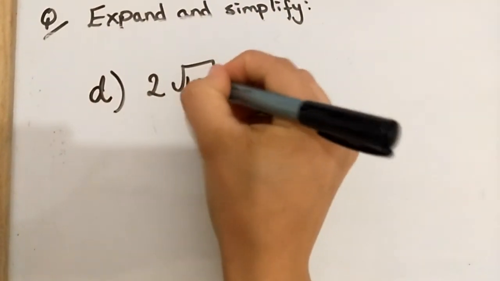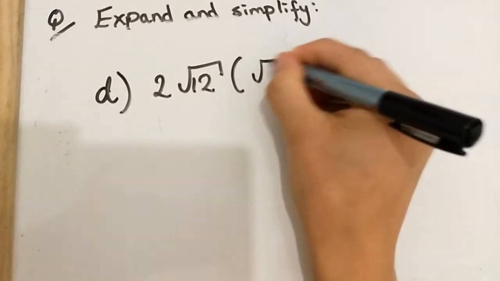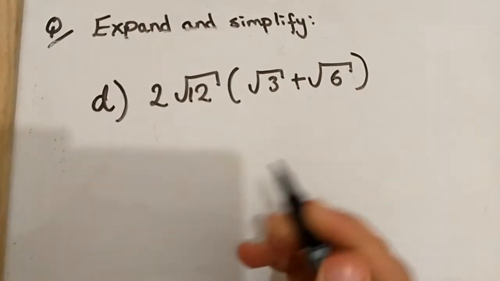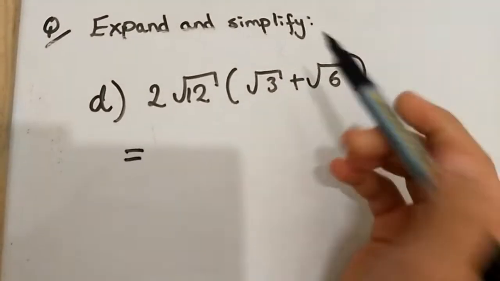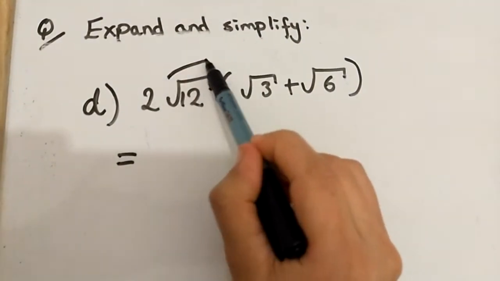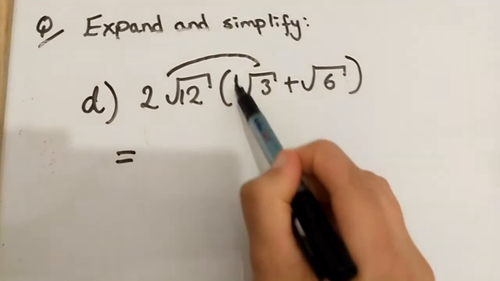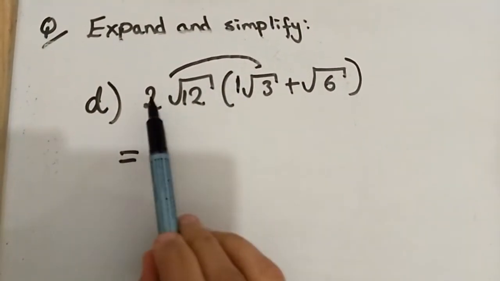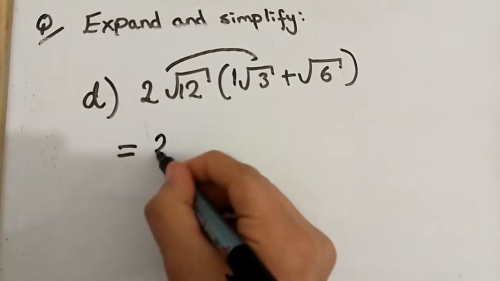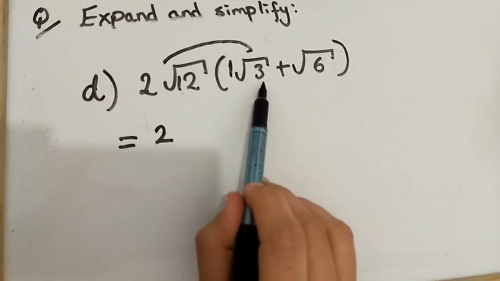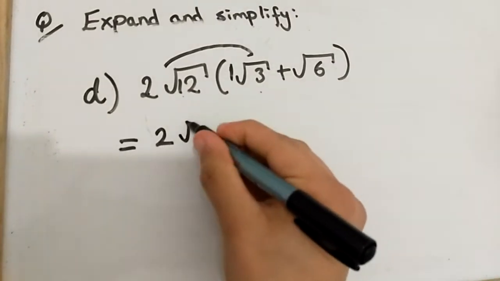2 root 12 bracket root 3 plus root 6. So again, we multiply out the brackets. So 2 root 12 is going to multiply by root 3. Now remember, that's a 1 root 3. So the numbers are going to multiply. 2 times 1 is 2. And then the surds are going to multiply each other. So root 12 times root 3 is root 36.